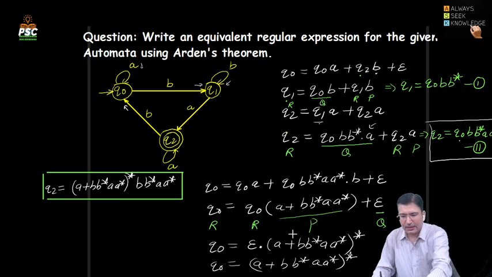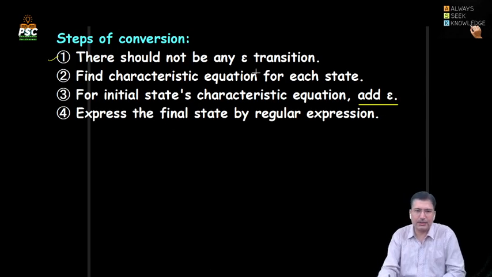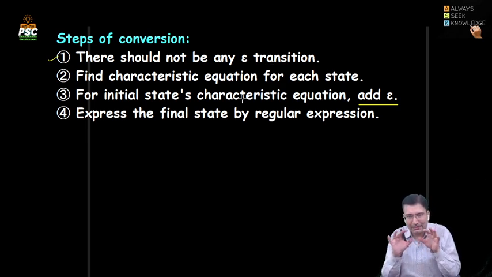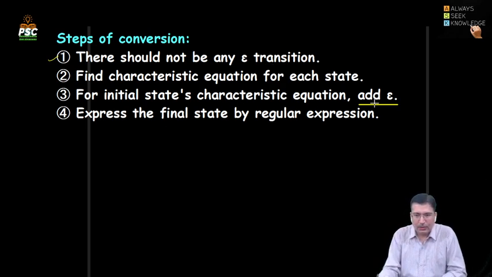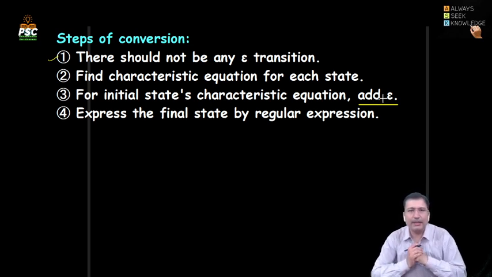I hope the steps are clear. Let me quickly revise these steps. First, look at whether there is any null transition or not. There should not be. If there is any null transition, remove it. Then write the characteristic equation for each and every state. Include epsilon for the initial state. And finally, write the equation for the final state. Whatever regular expression is derived for the final state, that will be the ultimate required regular expression for that automata. So I hope this is clear.